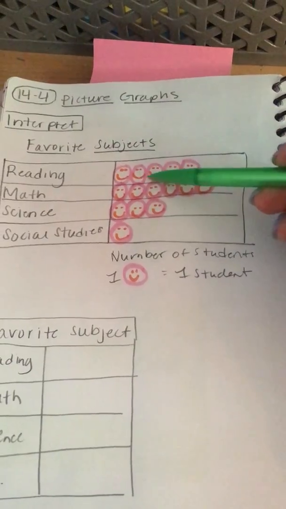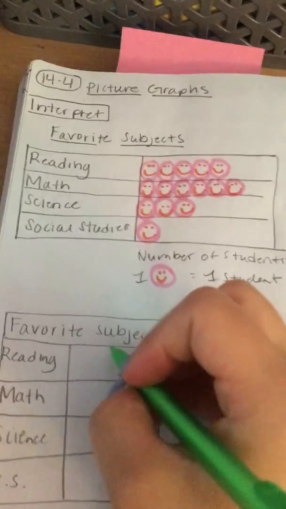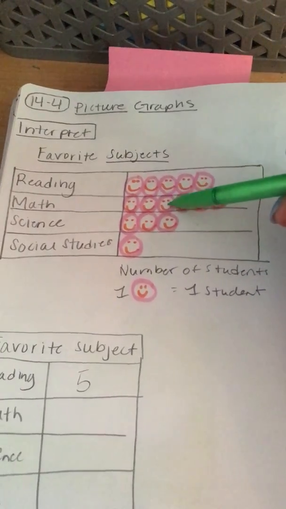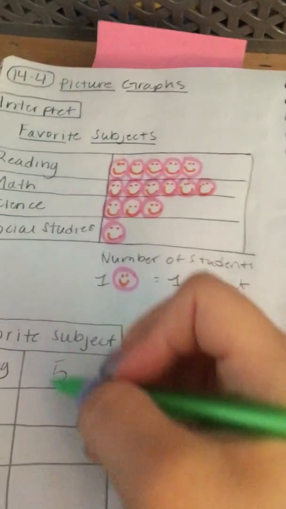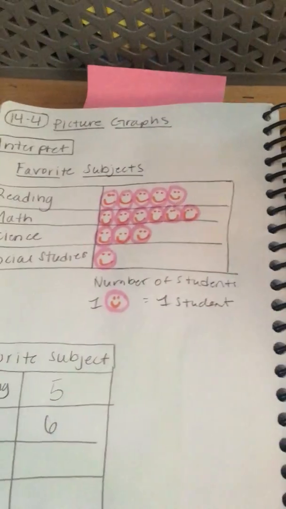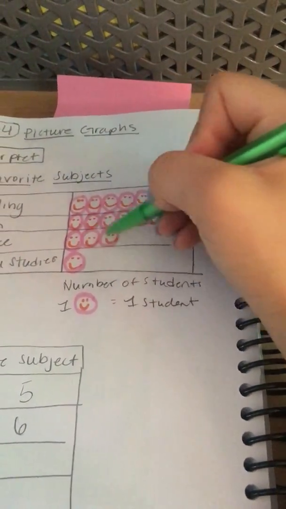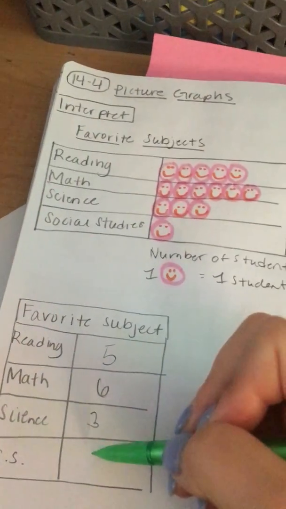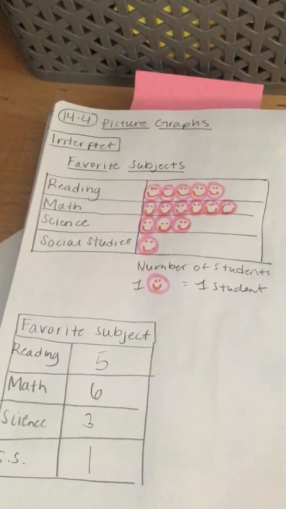Reading, 1, 2, 3, 4, 5. Math, 1, 2, 3, 4, 5, 6. Science, 1, 2, 3. And social studies, 1. So I just interpreted my graph.